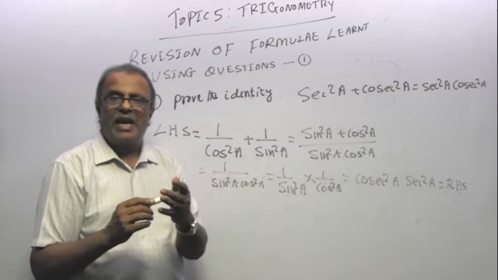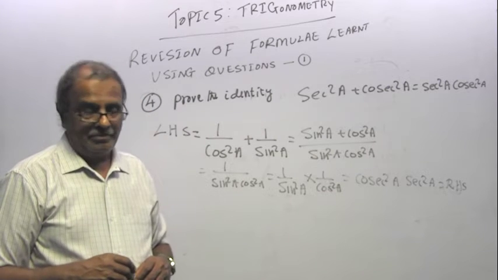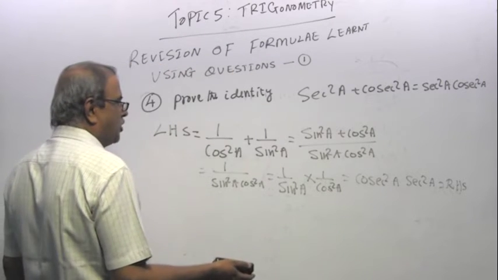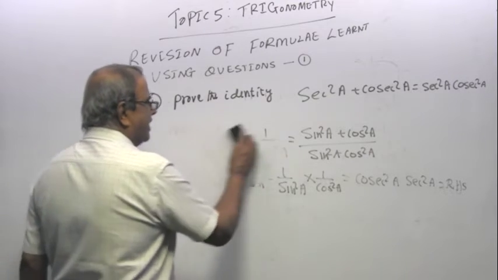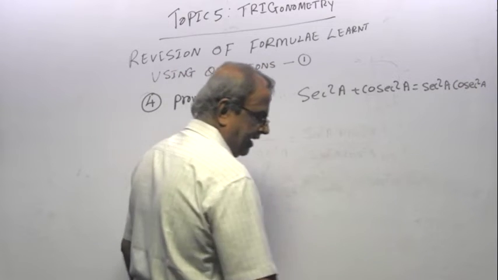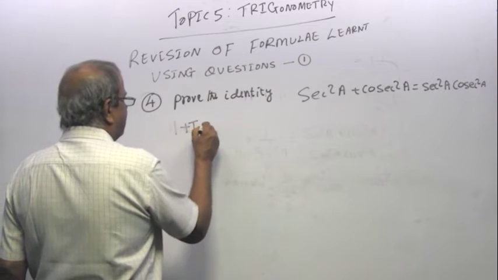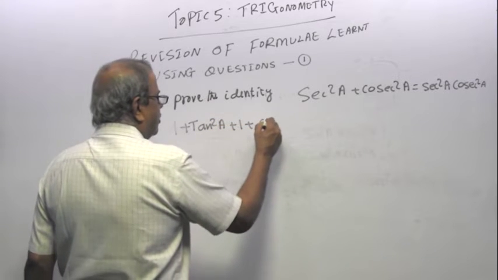Please don't convert into tan. You can do it, but it will take ages. Okay? Or should I show you? Anyway, let me do it using tan. Someone says, sir, I can't think of this, but I know sec squared is 1 plus tan squared, cosec squared is 1 plus cot squared. Fine. So it's 1 plus tan squared A plus 1 plus cot squared A.